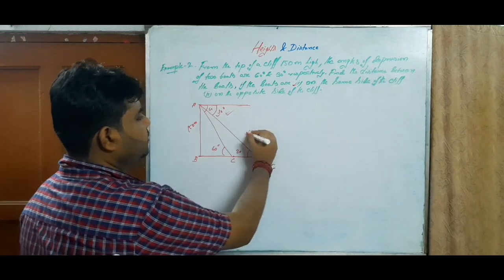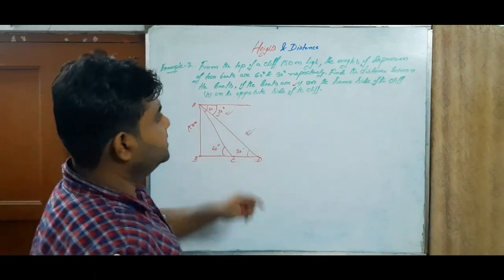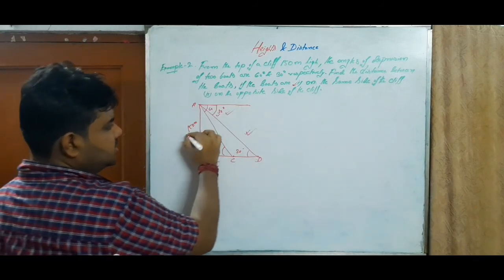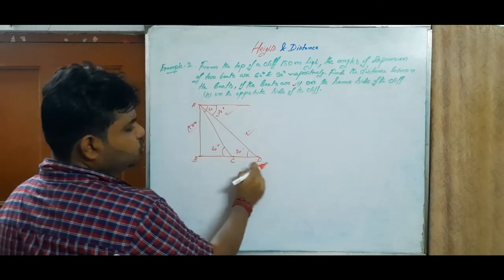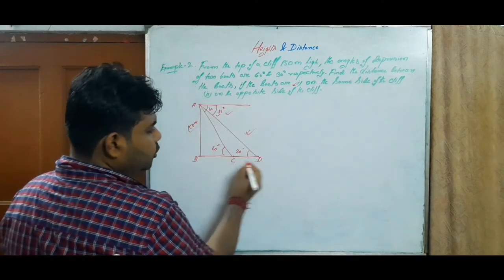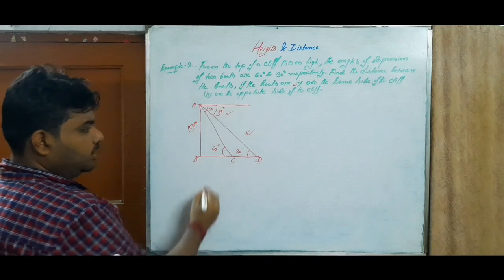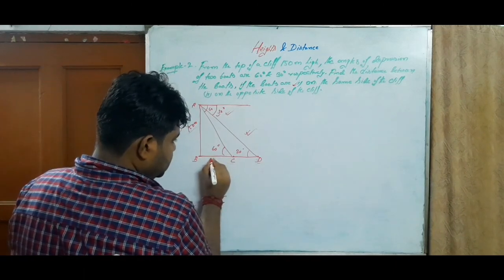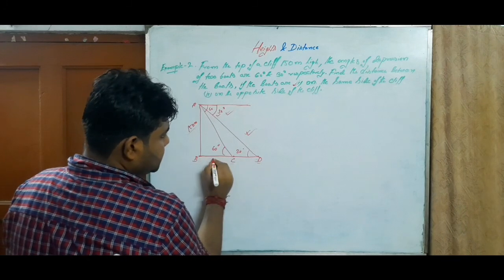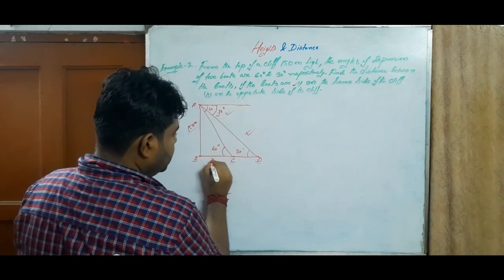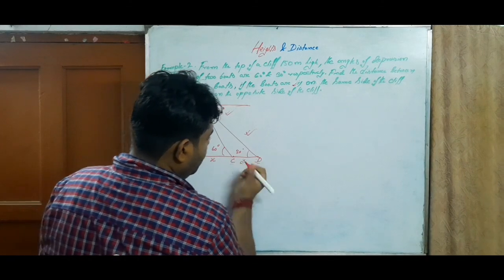So this is the figure for the first case, that is on the same side of the cliff. Okay, so we consider this is the cliff and these are the two boats, boat 1 and boat 2. Boat 1 is placed at C and boat 2 is placed at D. Now let this distance be x and we are considering this distance to be y.